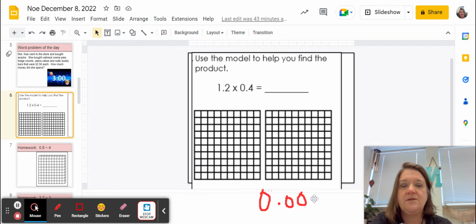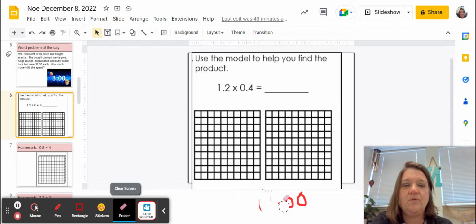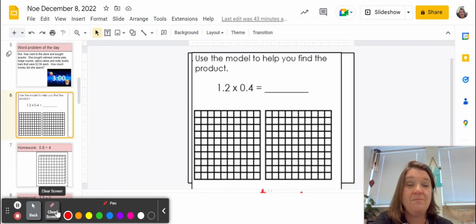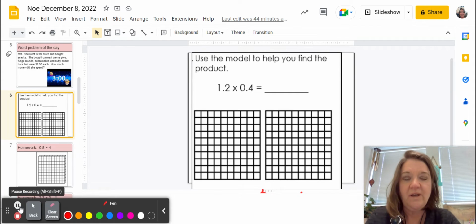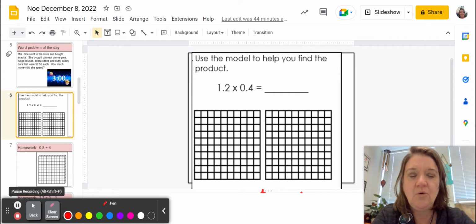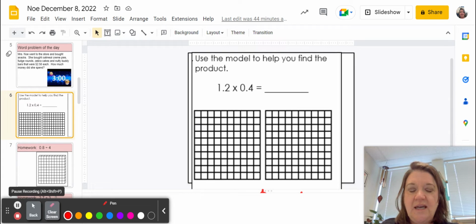Okay. So for this one, remember we can multiply decimals, and how do we multiply decimals? We multiply like usual. Okay, but we can multiply like usual, or we can use models. And so we've started working with models, and I will show you how to do this.